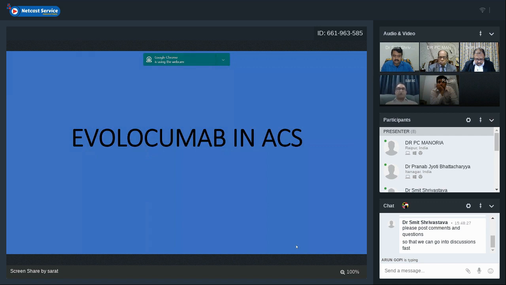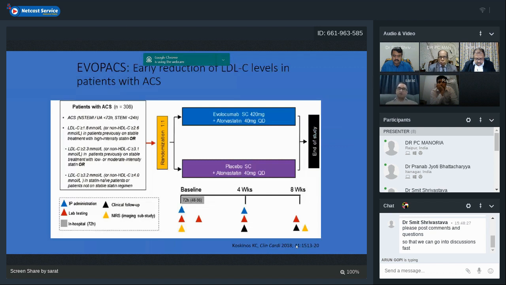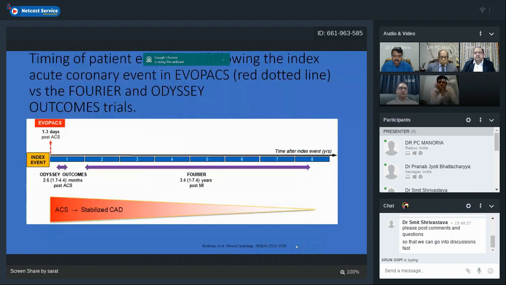Look at this data. These patients, once they were admitted with acute coronary syndrome, were randomized to evolocumab plus atorvastatin 40 milligrams versus placebo plus atorvastatin. This study clearly shows that FOURIER looked for patients who were having an acute event 1 year back, randomized patients who had ACS within 1 year, but most patients had it about 2.6 months earlier. On the other hand, this EVOPACS study randomized 1 to 3 days post-ACS. In fact, most patients received it on the first day.